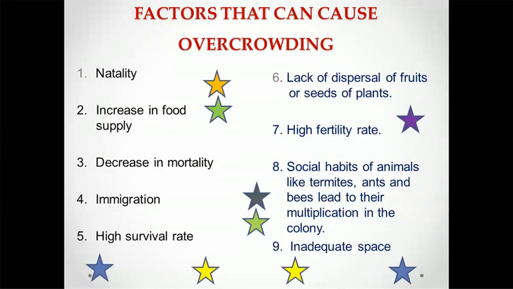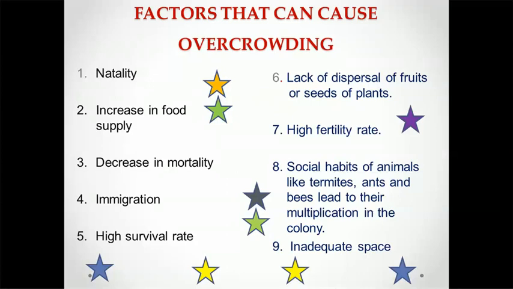Number 3, decrease in mortality. Mortality means death rate. Please don't say only death, and for natality don't say only birth. It usually has a rate in front, so put the rate. Decrease in mortality: when organisms refuse to die because they have good hygiene conditions, they have enough food and everything is okay, and this over time can lead to overcrowding.